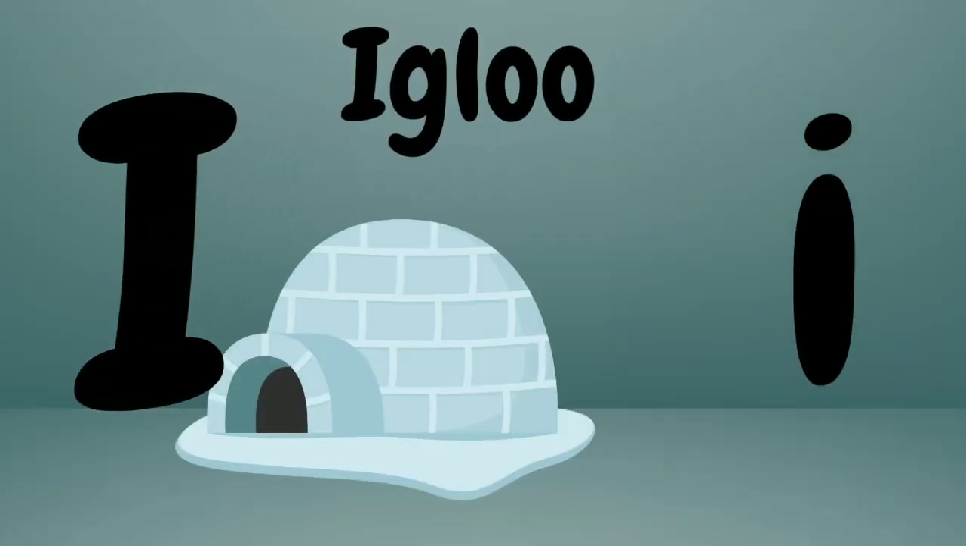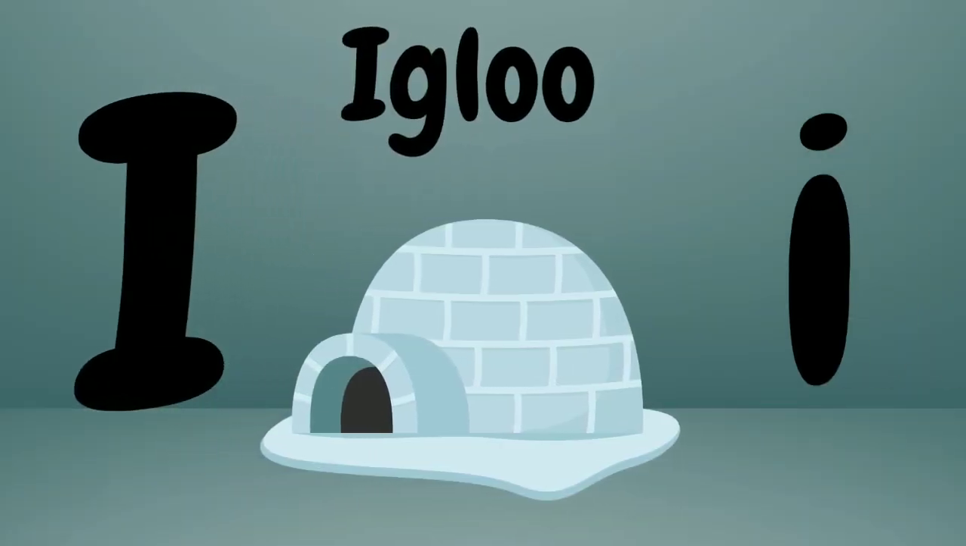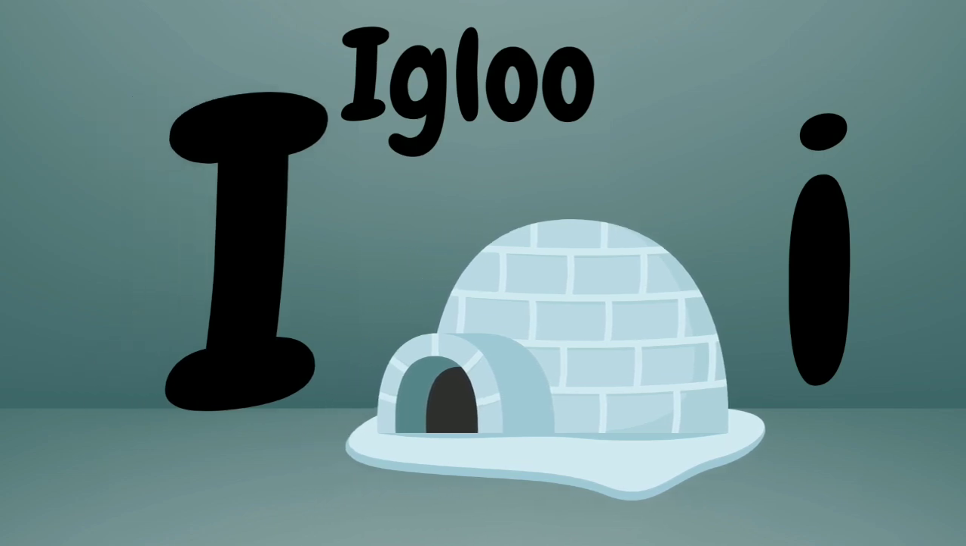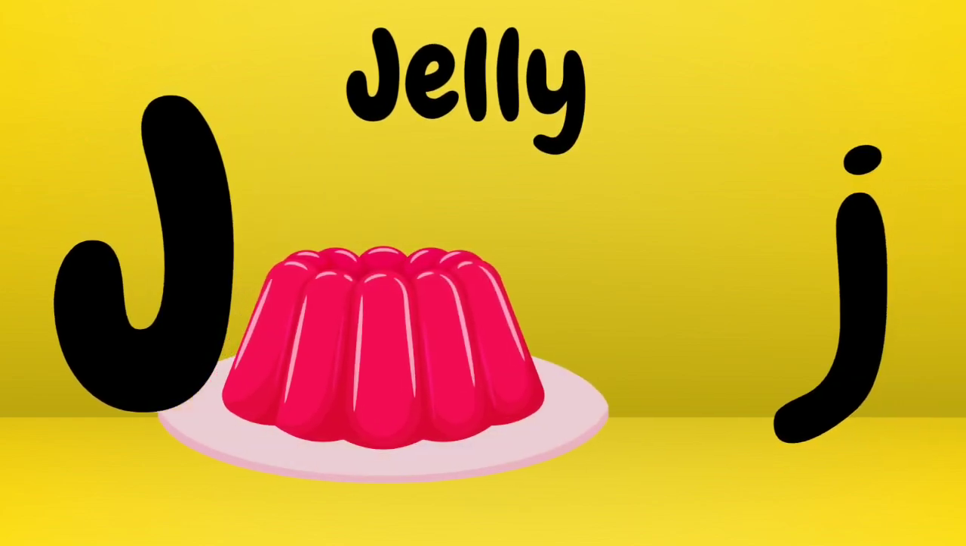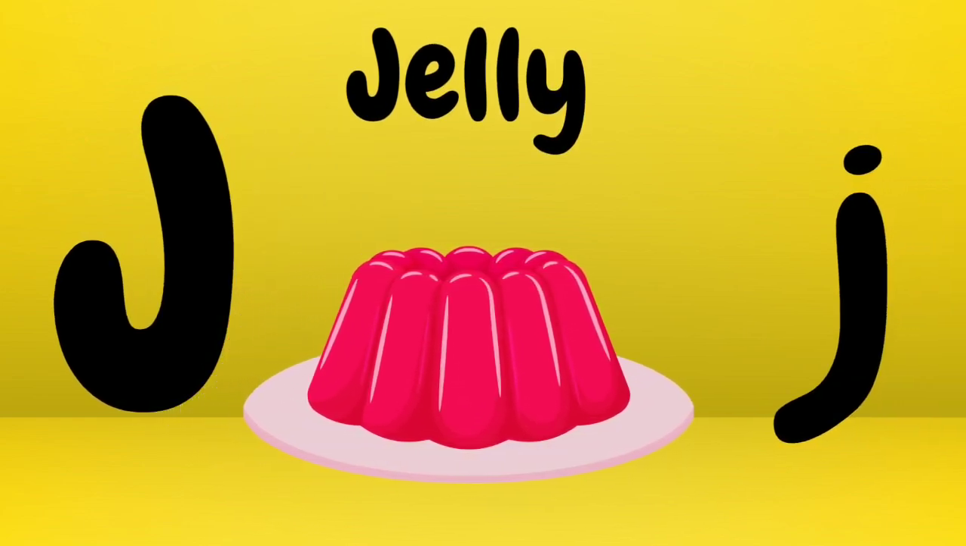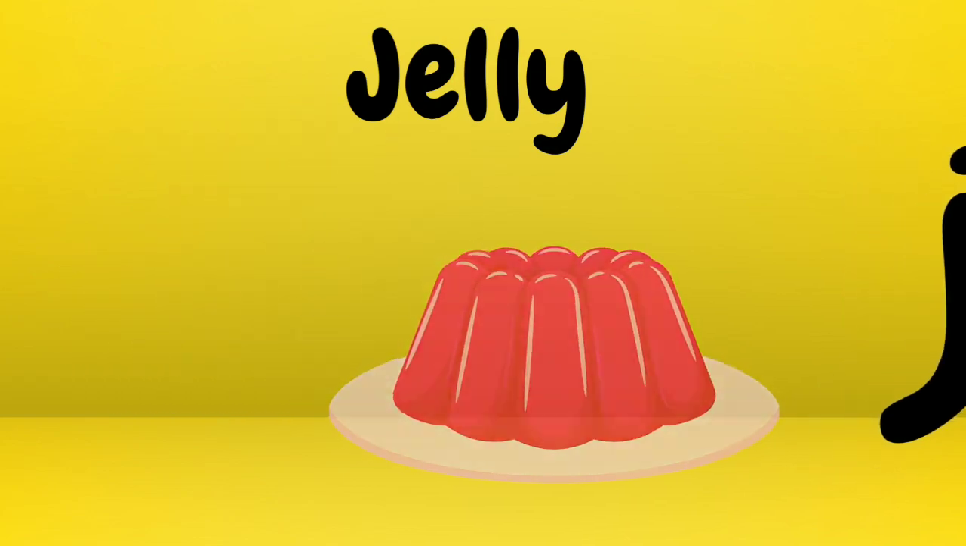I is for igloo. This is an igloo. J is for jolly. This is a jolly.